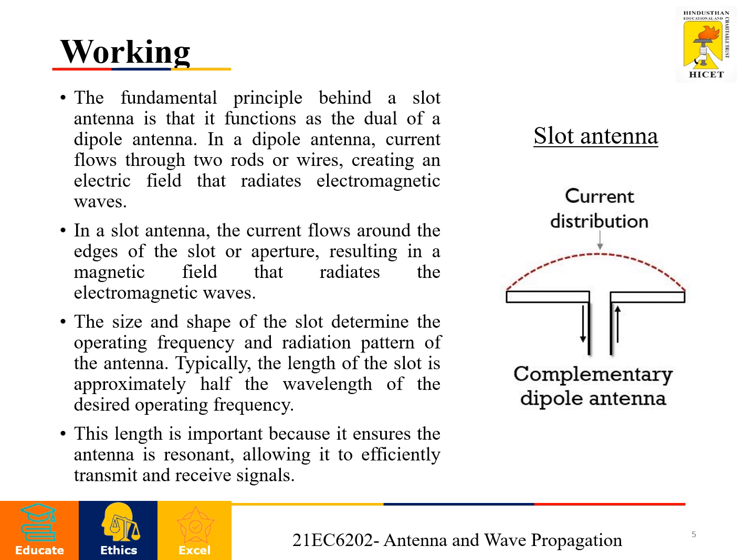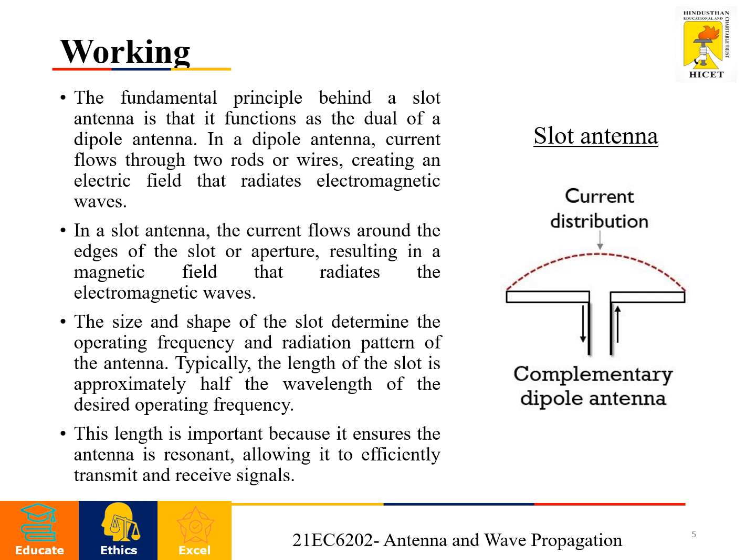Next, working principle of slot antenna. The fundamental principle behind a slot antenna is that it functions as the dual of the dipole antenna. It is also called a complementary dipole. In a dipole antenna, the current flows through the two rods or wires, creating an electric field, which then creates the electromagnetic waves. In a slot antenna, the current flows around the edges of the slot or aperture, resulting in a magnetic field that radiates the electromagnetic waves.